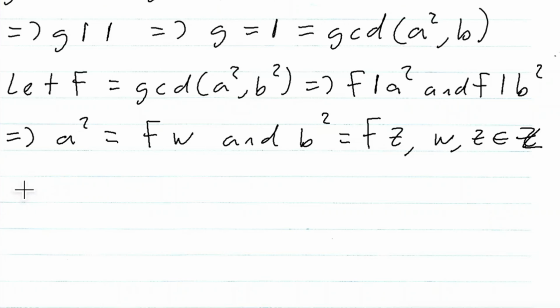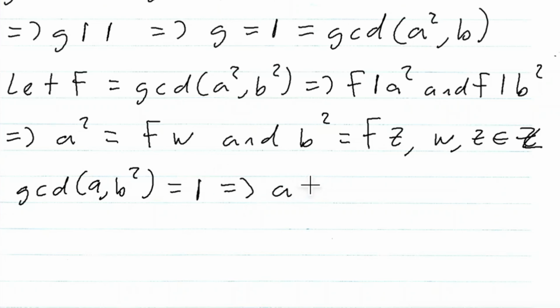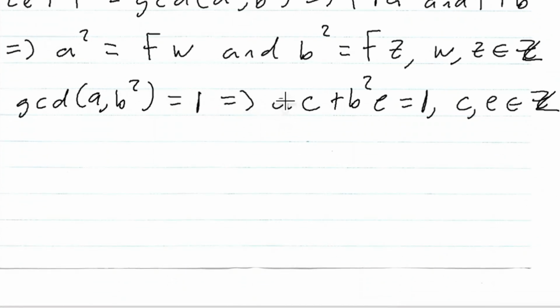So remember, I knew that the GCD of a and b squared is equal to 1. So this implies that ac plus b squared, what other variable haven't I used? e is equal to 1, where c and e are integers, right? So look what I have. I have a, but I need a squared, so I need to multiply both sides by a. So I have a squared c plus a b squared e is equal to a.